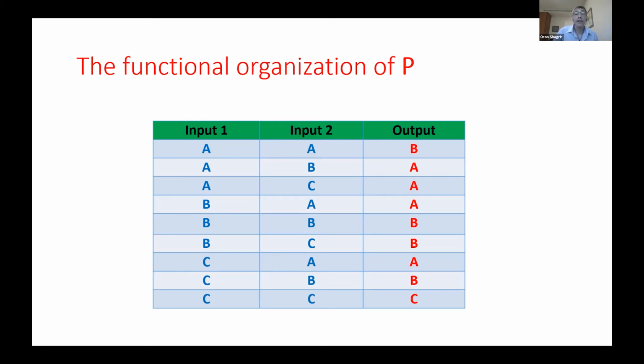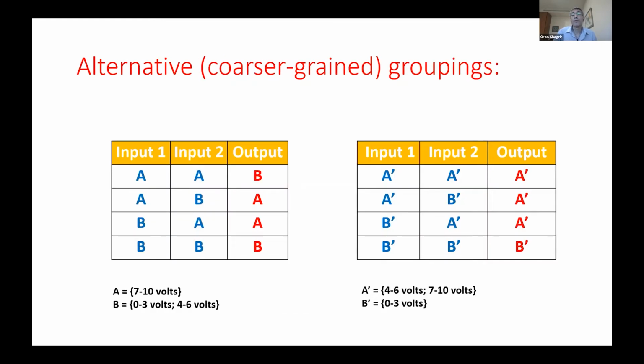But then, and here comes the indeterminacy, we can also have coarser-grained groupings of the same physical system P. So for instance, we can put under A 7 to 10 volts, but under B 0 to 6 volts. And then what we get is this table. But we can also put under, let's say, A 4 to 10 volts, and under B 0 to 3 volts. Then we get this table, and you can see that the two tables are not isomorphic because you can look at the output column and see that you cannot map one to the other.